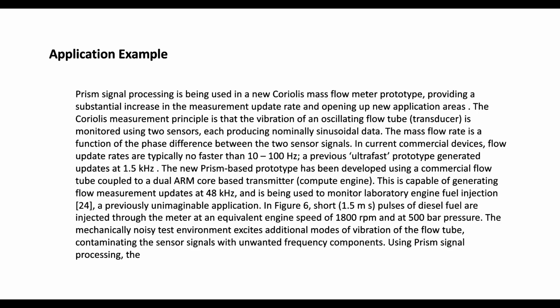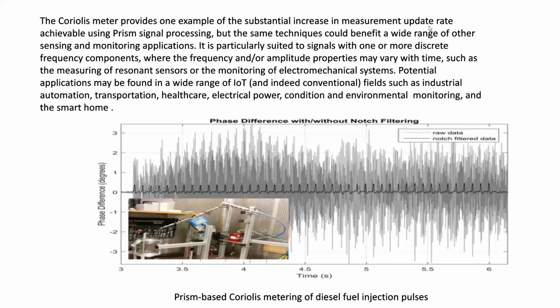The mechanically noisy test environment excites additional modes of vibration of the flow tube, contaminating the sensor signals with unwanted frequency components. Using precision signal processing, the Coriolis meter provides an example of the substantial increase in measurement update rate achievable using Prism signal processing. But this same technique could benefit a wide range of other sensing and monitoring applications.